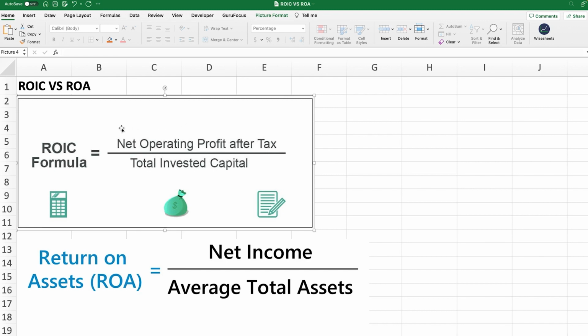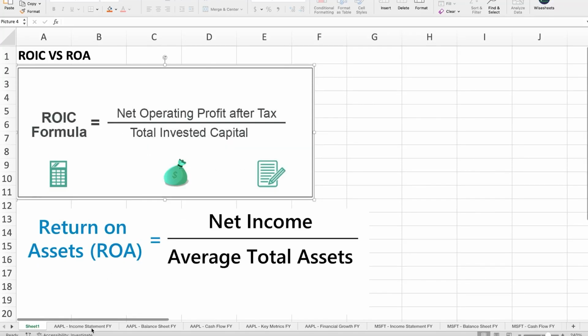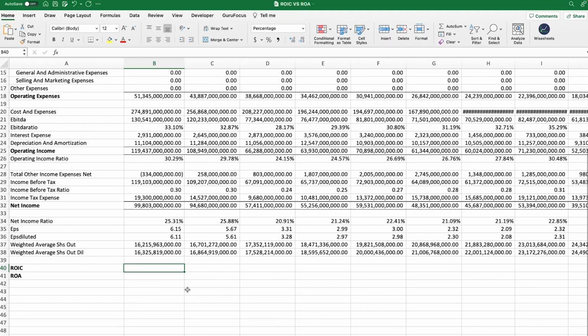What you also have to know is that this is also known as NOPAT, and don't worry, this is a relatively simple calculation. So I'm going to do it right here for you. What you need for this calculation is to take the operating income of the company, and then multiply it by 1 minus the tax rate of that particular company.